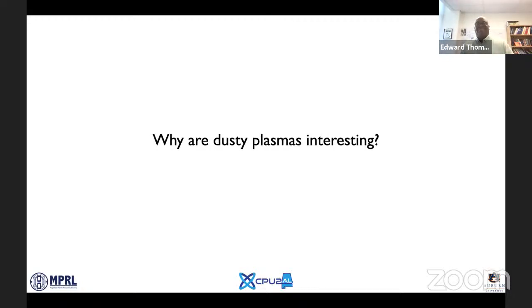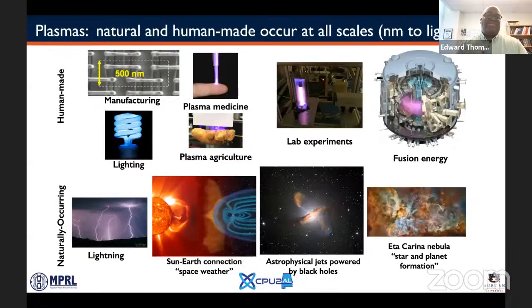So let me begin with this question of why dusty plasmas are interesting. And they are certainly really interesting to me. And so let's go with that. So first of all, what do we mean by a plasma? A plasma is a type of ionized gas.